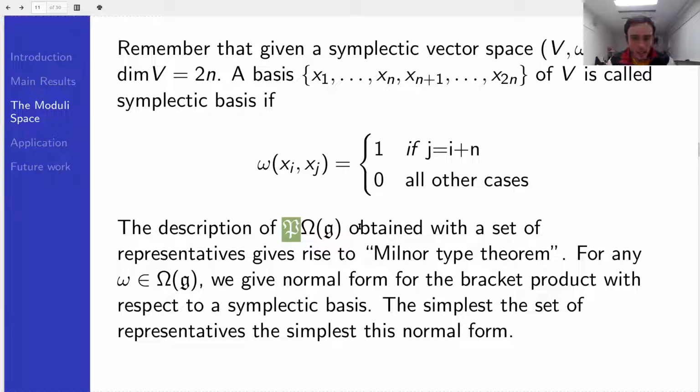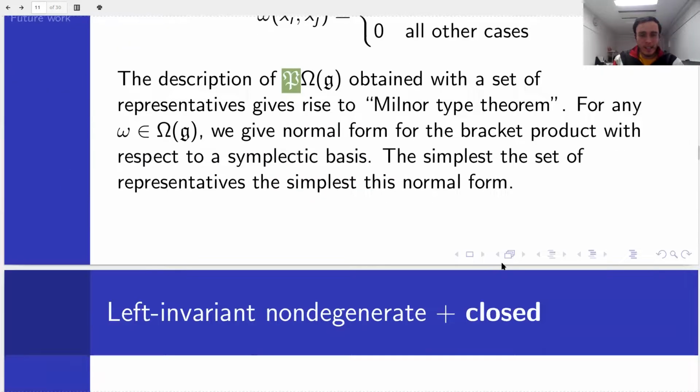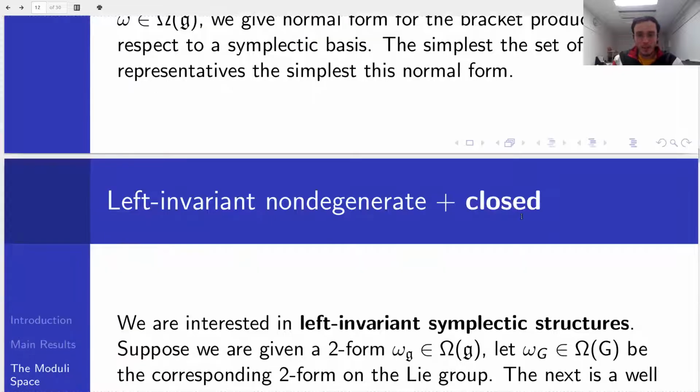What I mean by a Milnor type theorem will be a lot clearer when I explain a concrete example. But the idea is that for any 2-form, I can describe the brackets in a normal form. So now that we have this kind of Milnor type theorem, the next step is to search for the orbits that are closed.